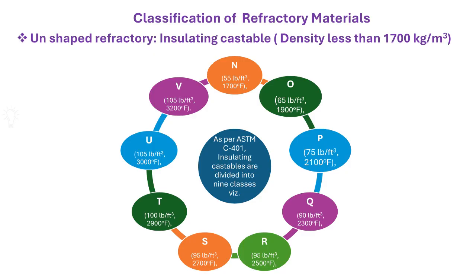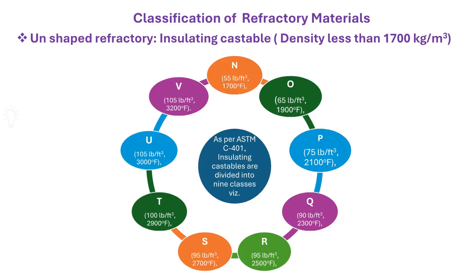Grade N, 55 pounds per cubic foot, rated up to 1700 degrees Fahrenheit. Grade O, 65 pounds per cubic foot, rated up to 1900 degrees Fahrenheit. Grade P, 75 pounds per cubic foot, rated up to 2100 degrees Fahrenheit. Grade Q, 90 pounds per cubic foot, rated up to 2300 degrees Fahrenheit. Grade R, 95 pounds per cubic foot, rated up to 2500 degrees Fahrenheit. Grade S, 95 pounds per cubic foot, rated up to 2700 degrees Fahrenheit.